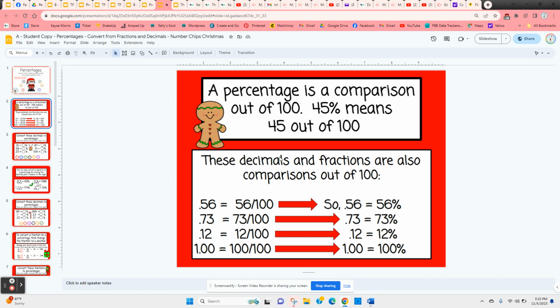conversions from decimals to fractions. So here, if it's 56 hundredths as a decimal, it'd be 56 hundredths as a fraction, which is a comparison out of 100, or 56%. And it shows some others here, and then one whole would be 100%.